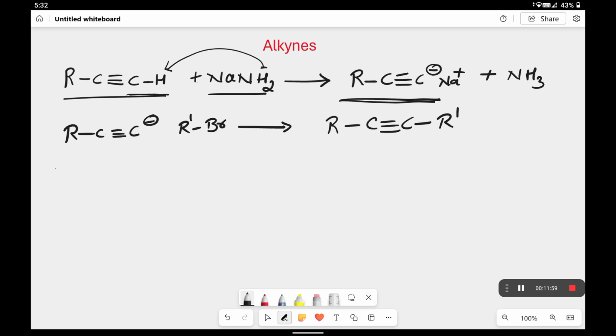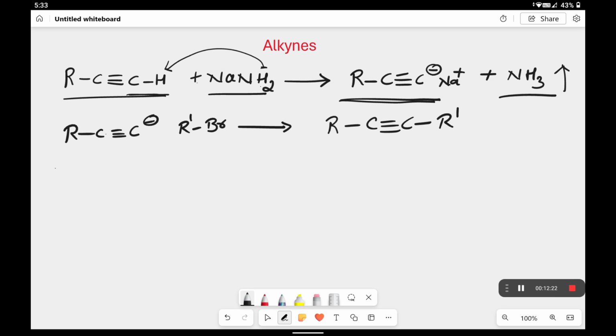Since the hydrogen is highly acidic, its conjugate base is a weak base but a good nucleophile. Why is it a good nucleophile? Because the carbon contains the negative charge. Then the sodamide NH2 picks up a proton to become an ammonia molecule, which will escape from the reaction mixture.